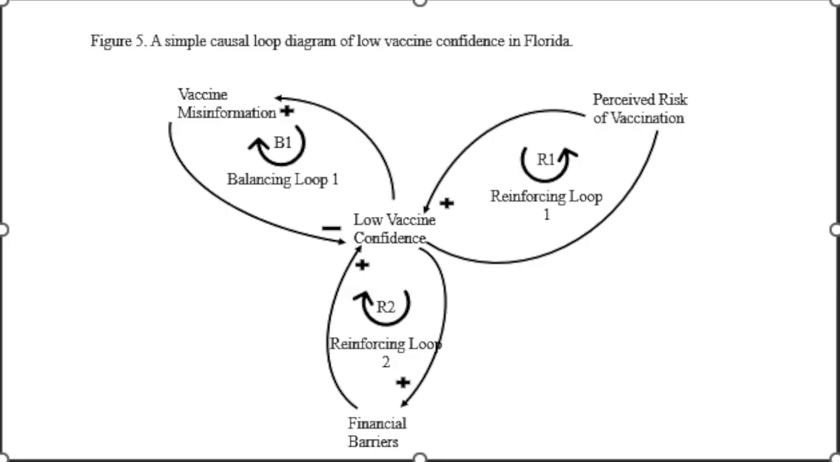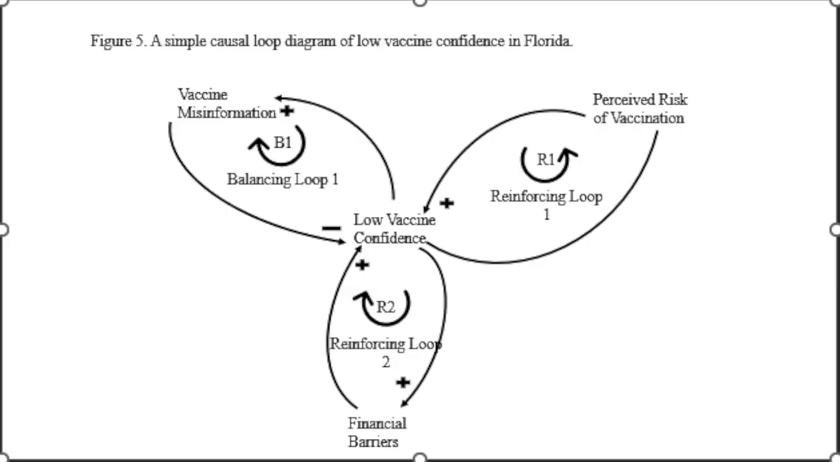Next, look at the reinforcing loop R2, which is at the bottom of the diagram. This one shows how financial barriers to vaccination connect back to confidence. When vaccines cost too much, or even when people just think they might cost too much, as a perception of it, it creates a barrier. That barrier makes people less likely to get vaccinated over time, and when fewer people get vaccinated, trust in the whole system starts to erode.